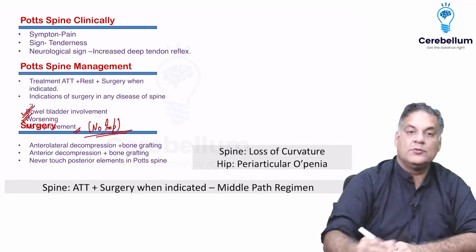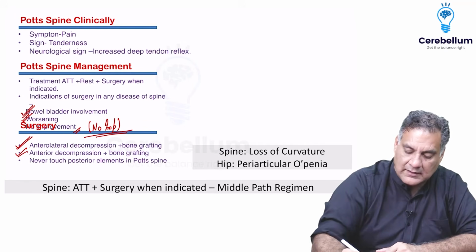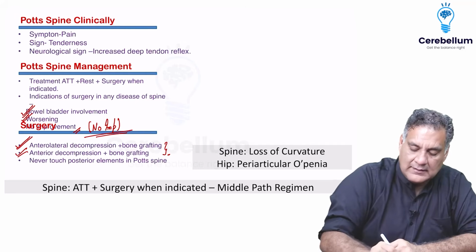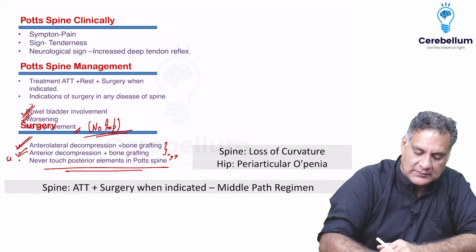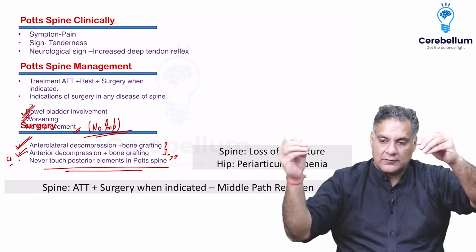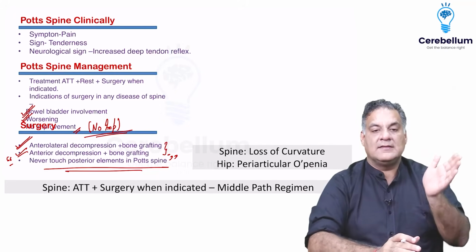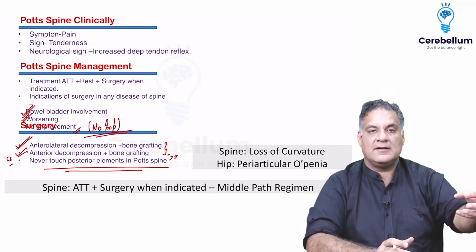All right. The two surgeries which can be done are to remove the anterolateral part of the vertebra or the anterior part of vertebra along with the bone grafting. Never ever touch the posterior elements in tuberculosis, right? Because anteriorly the disease has destroyed, and if you go from the posterior approach, it's going to be harmful. That is why it is always better, right, to go from the anterolateral or anterior aspect of the vertebra.